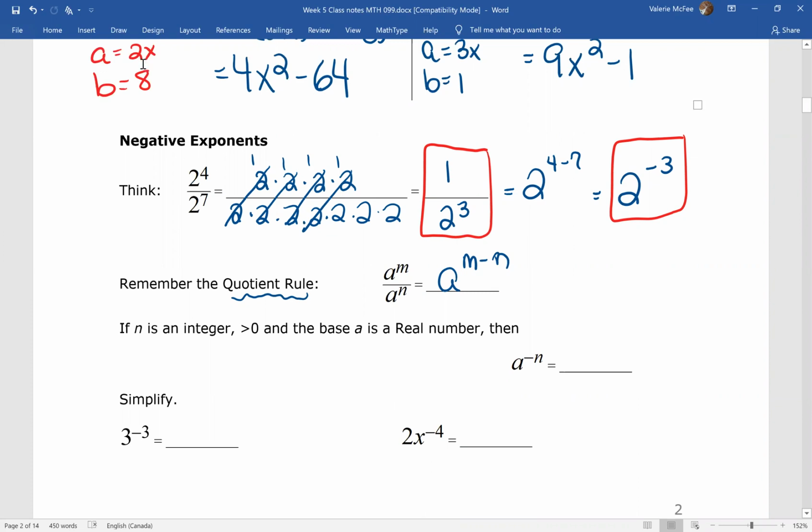Those negative exponents do not mean you're going to have a negative answer. That negative exponent, I like to just think of it as a little f, tells me to flip this over. I had 2 cubed over 1. It's going to become 1 over 2 cubed. So we say if n is an integer greater than 0 and our base, a, is a real number, if we have a to the power of negative n, it equals 1 over a to the power of positive n.